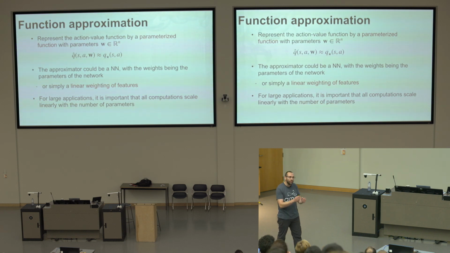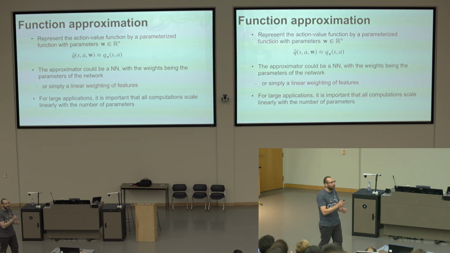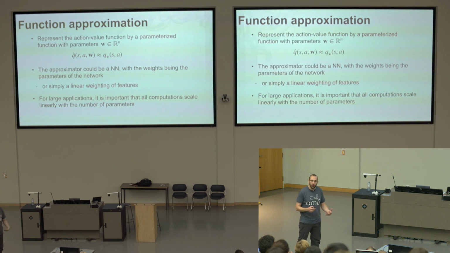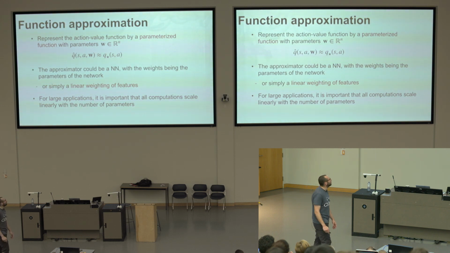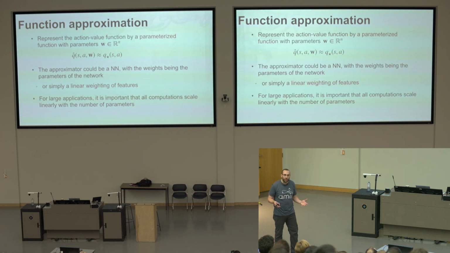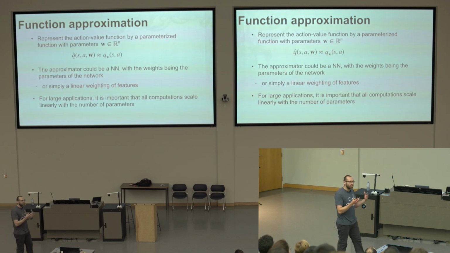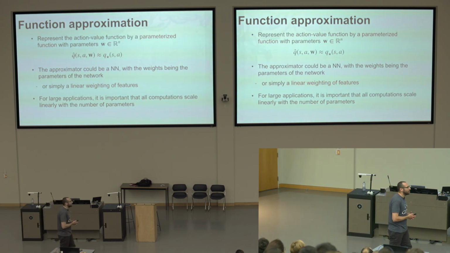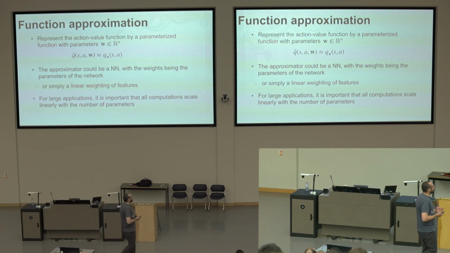And what we're going to do, the game is that you adjust these weights up and down to try to make your estimate Q hat as close to the true thing as possible. Okay? So the approximator could be a neural network, where the parameters of the network are the weights. We could also just have a linear function of the features, so you just compute values by taking inner products. But it's important that this is computationally efficient.